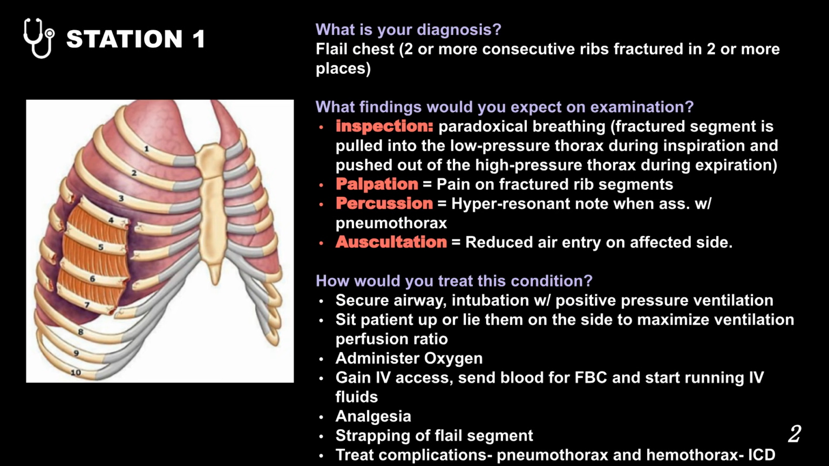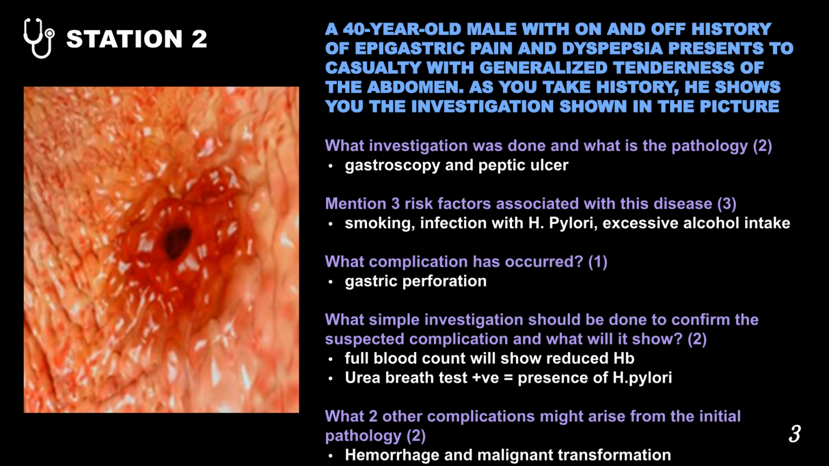Never underestimate pain control. Adequate analgesia allows the patient to breathe more effectively and prevents further complications. If complications such as pneumothorax or hemothorax arise, insert an intercostal drain promptly. Broad-spectrum antibiotics and tetanus prophylaxis should also be considered in trauma settings. In OSCEs, always prioritize life-threatening conditions first. Examiners reward safe doctors. Let's move on to Station 2.